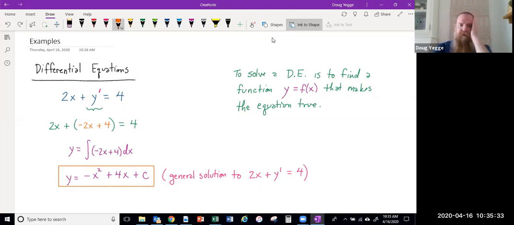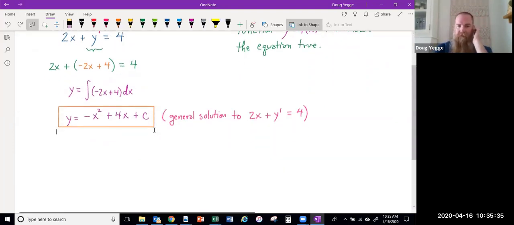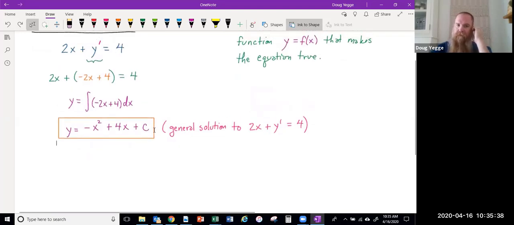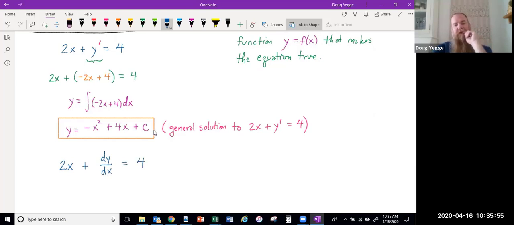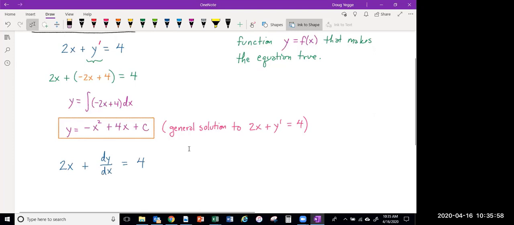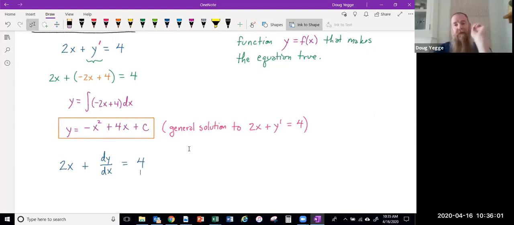Well, I'd like to look at this in a slightly different way as well. What if we were to do this same exact problem, but instead I rewrite this as dy dx equals 4. Hopefully you recognize that this should be the same thing. That's very true, because notice that y prime means dy dx. There's no difference between those two. They mean the exact same thing.